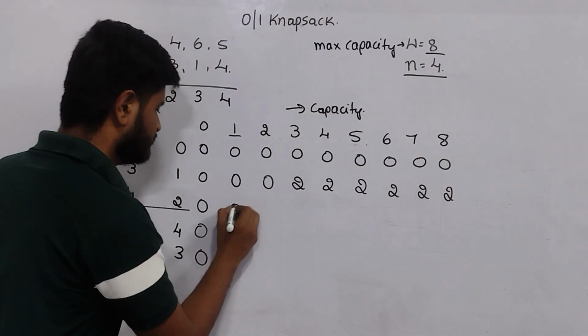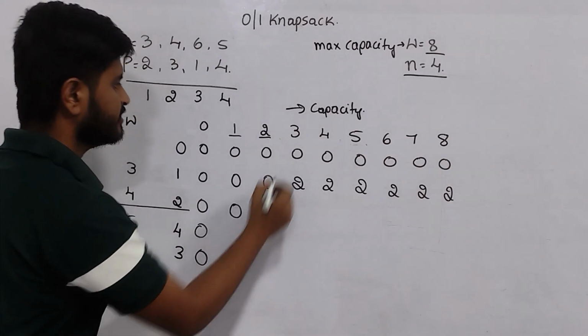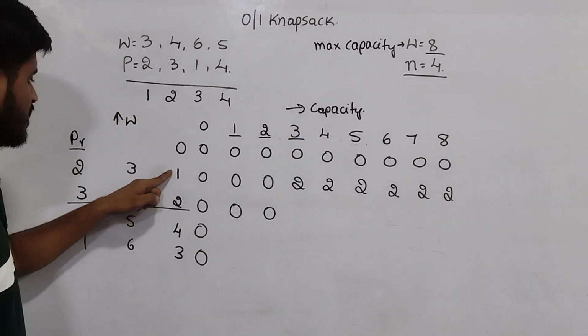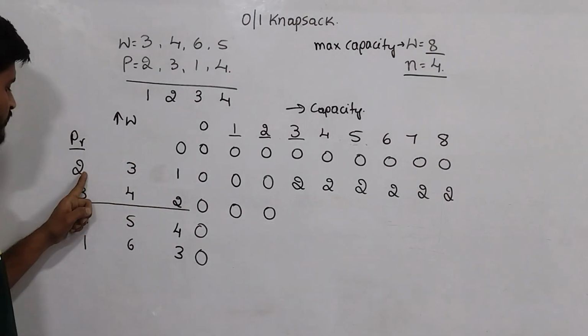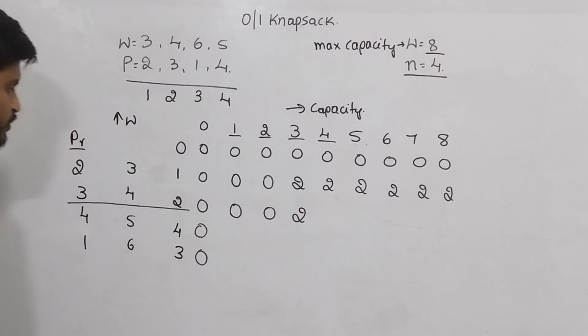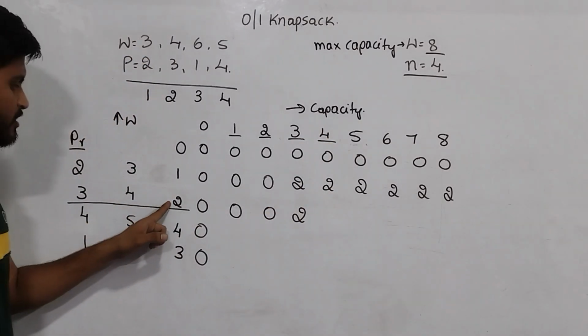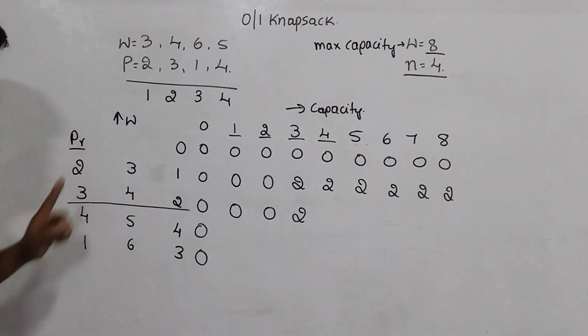So you can't place. Capacity is 2. Can you place? No. Capacity is 3. Object 1 has the weight 3, so you can place object 1. Its profit is 2. Now capacity is 4. I can place object number 2 because its weight is 4 and its profit is 3.